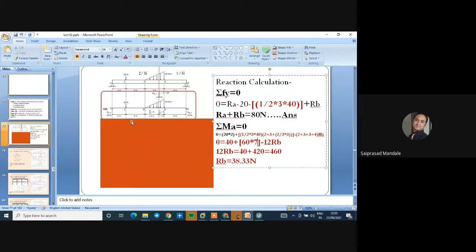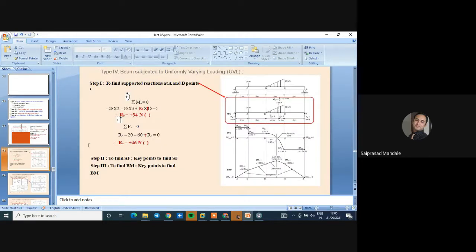2 plus 3 is 5. 5 plus 2 is 7. So our answer is correct. This is the right answer. The answer mentioned over here is the wrong answer. It should not be like this. It is 20. This is correct.